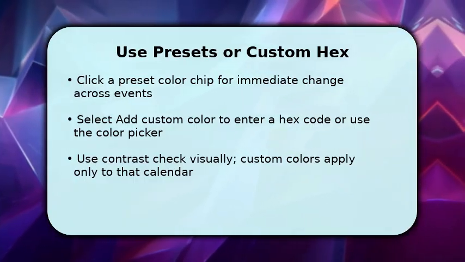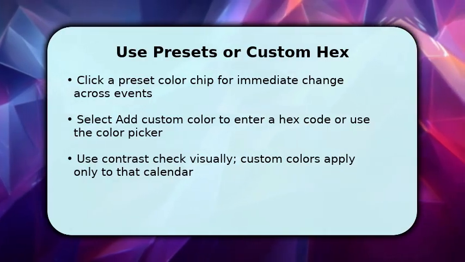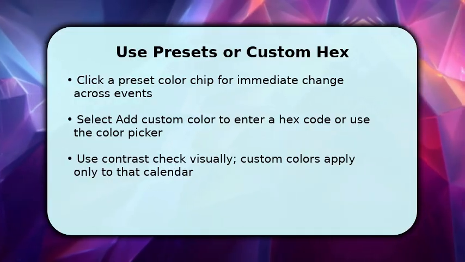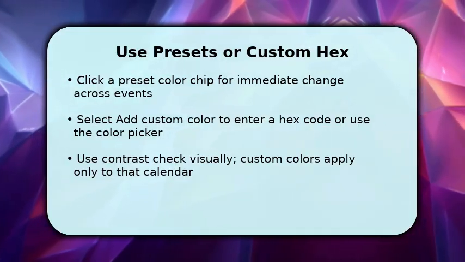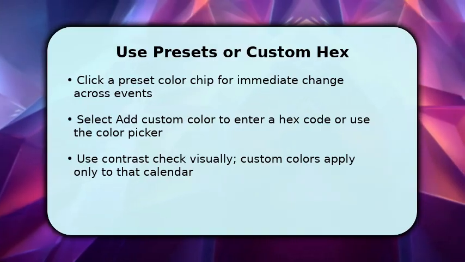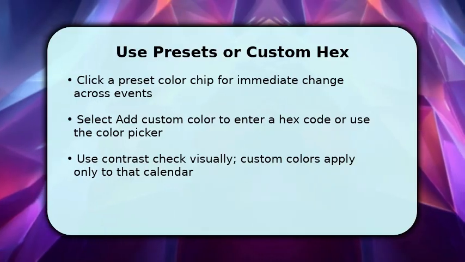For precise branding or accessibility, pick Add Custom Color, then enter a hex code or drag the picker until you're happy. Make sure to consider contrast against event text so titles remain readable. Once you save a custom color, it stays tied to that calendar. You can switch back to presets at any time if the color doesn't work.